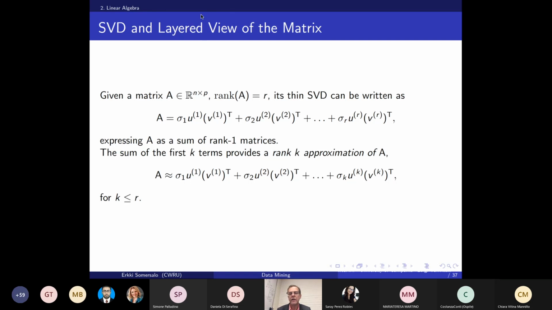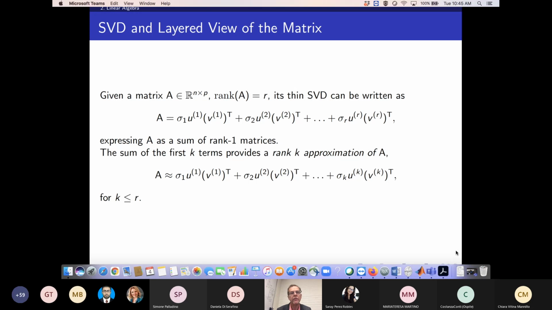So let me now try to get to the second set of slides. So my plan today is that I'm starting with principal component analysis, so that you see in the first stage not only the linear algebra background, but also something which is related to data science.